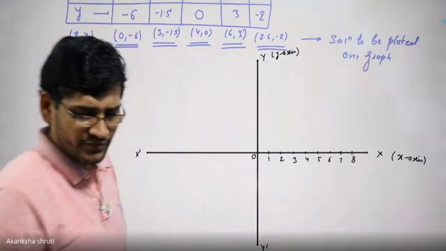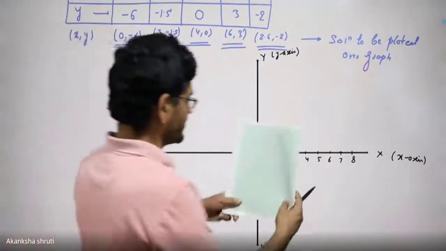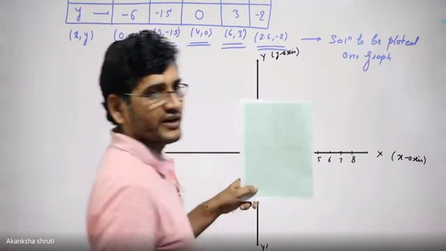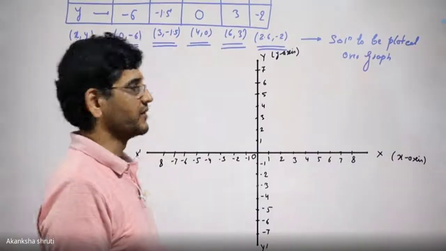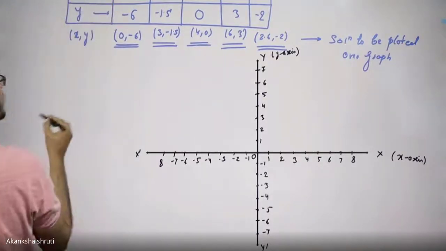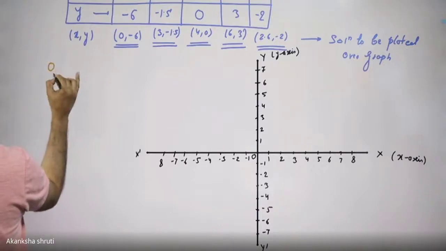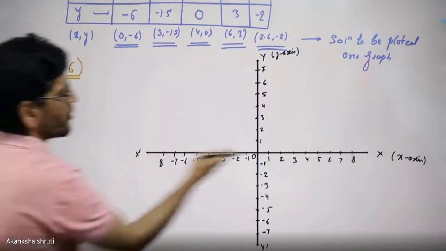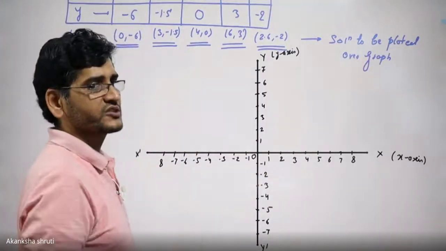What are these 1, 2, 3, 4, 5, 6, 7, 8? Students, whatever these two lines that we have drawn in our graph, and whatever marking we have done in our graph, the same thing I am putting on the board. Now, using the concept of coordinate geometry, we have to put 0, -6. This is the point that we have to put over this coordinate system.